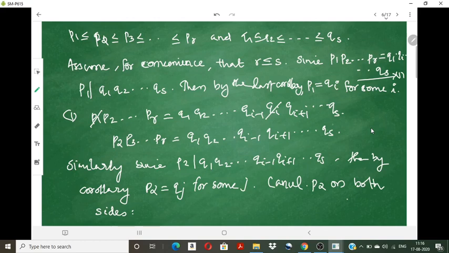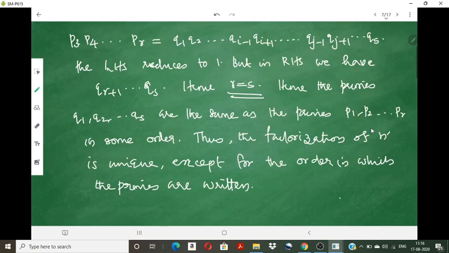Similarly, since p2 divides this product again, we can say that p2 is equal to qj for some j, and cancel p2 on both sides, then we again get the reduced equation. And continuing this process, we have r less than or equal to s, and all the pi's are factors or divide this product, and we will obtain what? The left side will be reduced to 1. But on the right side, there is a product again, q_{r+1} into etc. into qs.